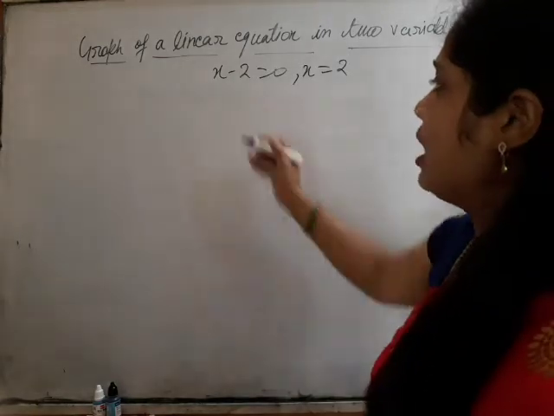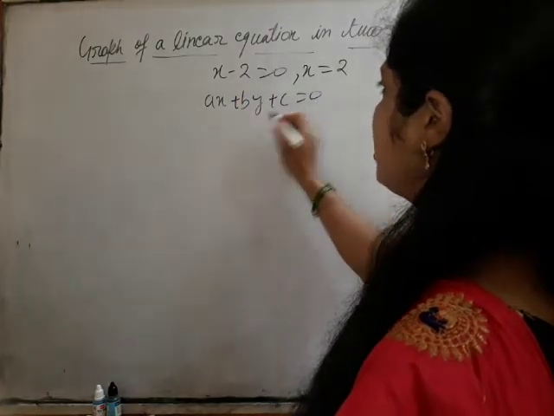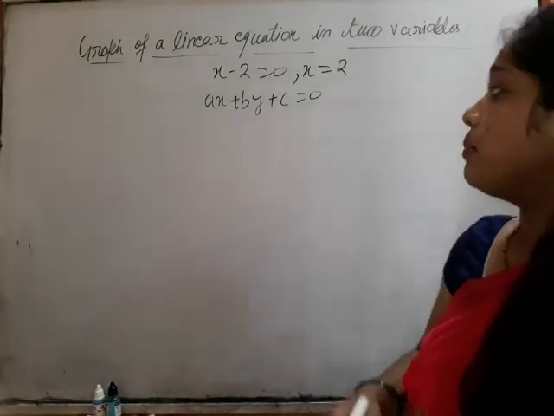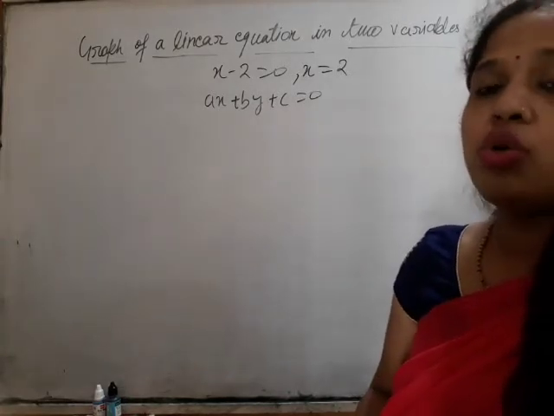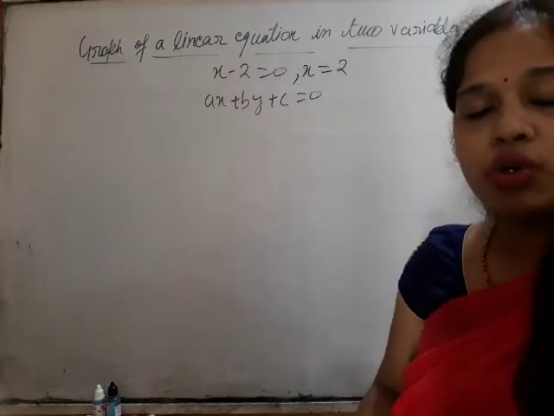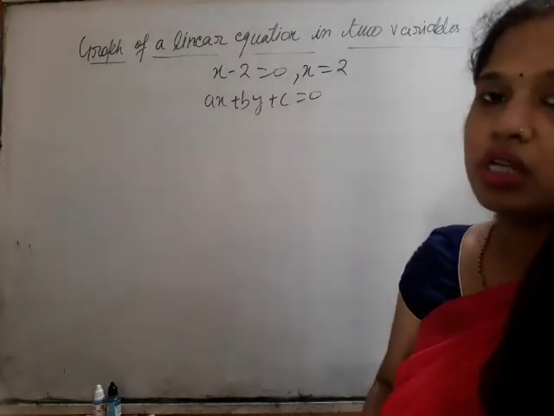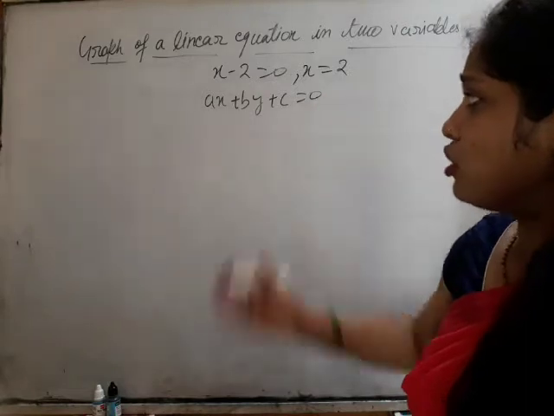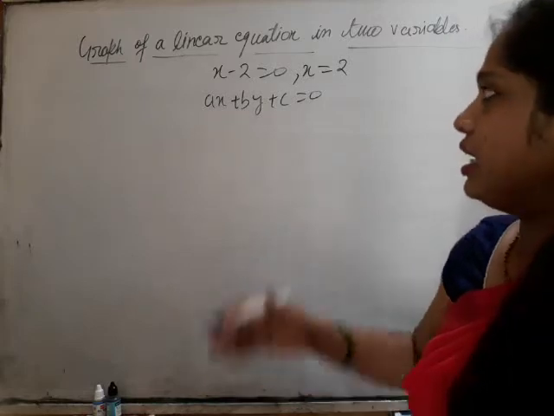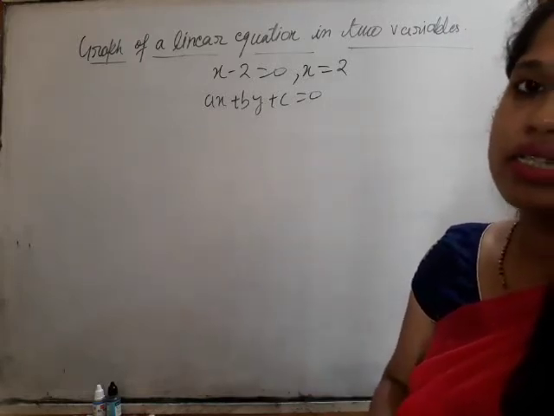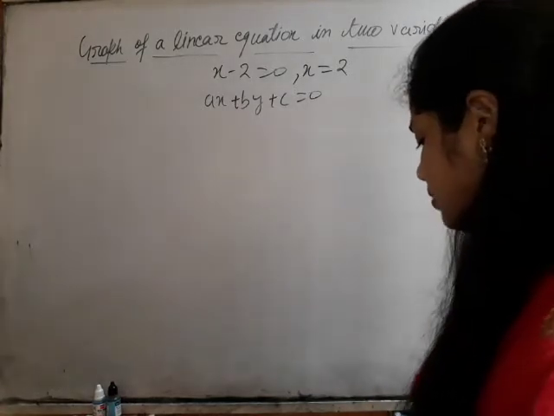But if the equation is in two variables, ax plus by is equal to c, or ax plus by plus c is equal to 0, this is a linear equation in two variables. If we need to find the values of x and y, you know that there are infinitely many solutions of the linear equation in two variables. So how to find the values of x and y and how to plot this equation graphically, geometrically, we will deal with in this video. Let us come directly to exercise 4.3.